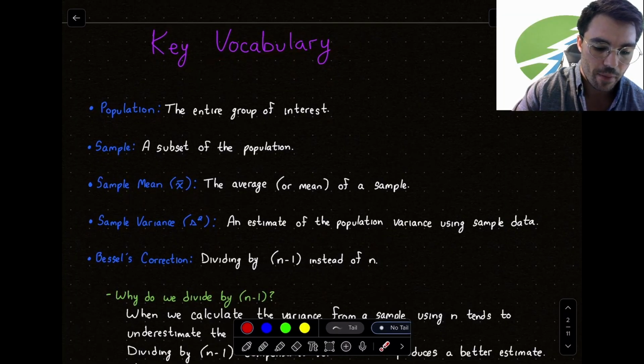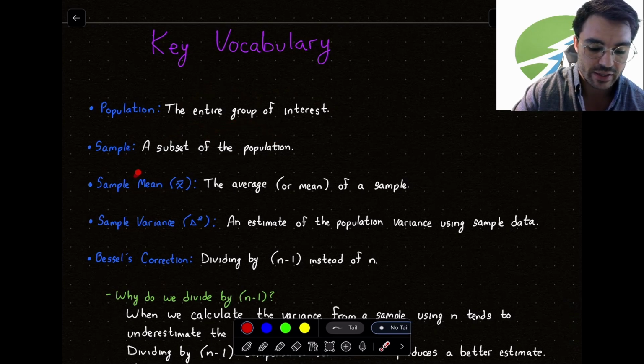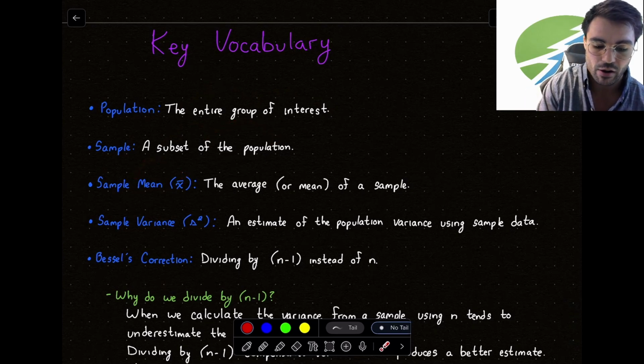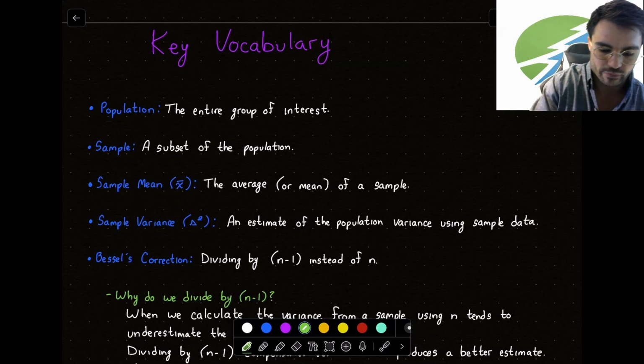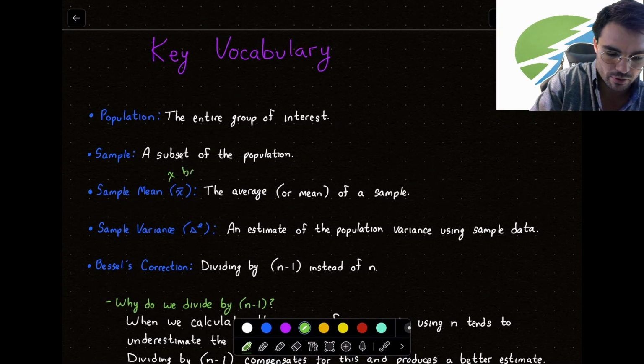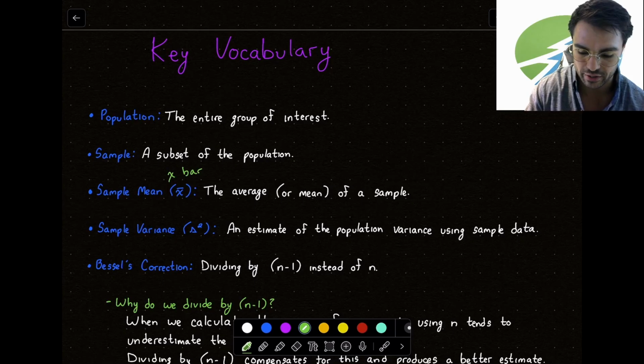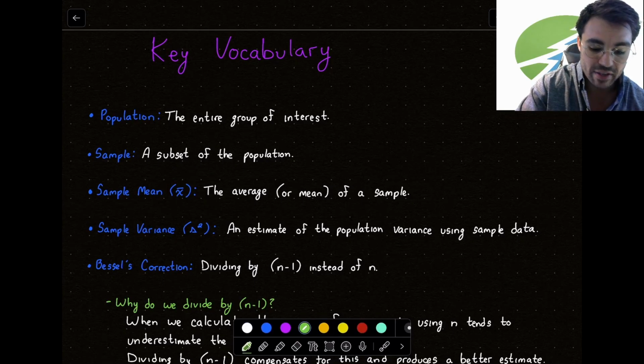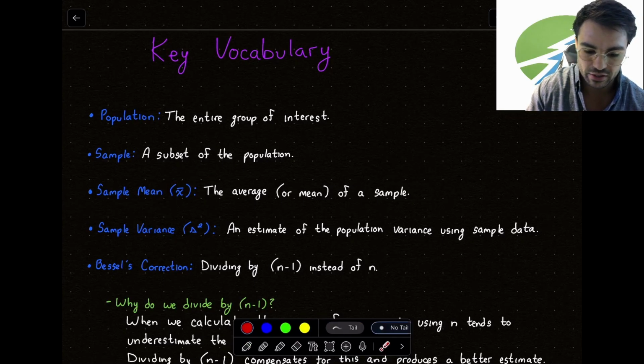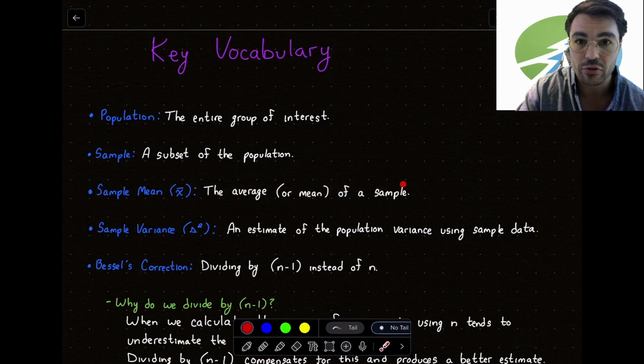Some key vocabulary: population, the entire group of interest; sample, a subset of the population; sample mean. So now we have this symbol here. It's called X bar, pronounced as such, simply X with a line on top of it. It means the same thing as mu from the previous video. It's the average or mean of a sample. We just use X bar when we're talking about samples, as opposed to mu when we were talking about the whole population. They do mean the same thing, and if you use one symbol over the other in your equations, it's not the end of the world.